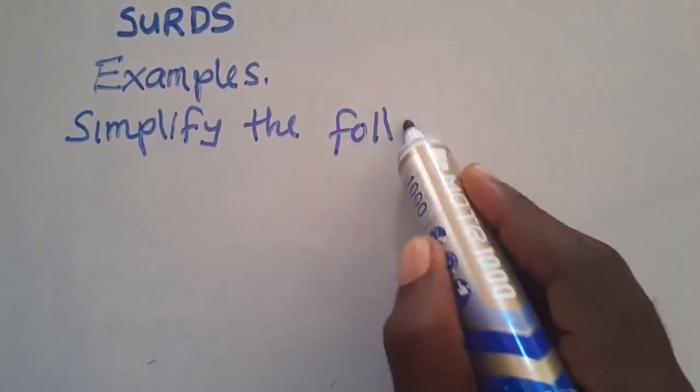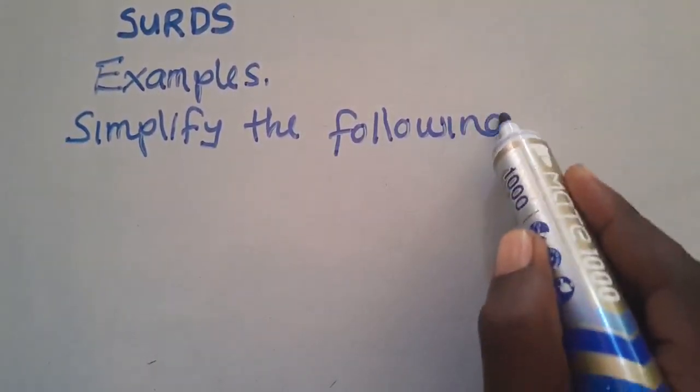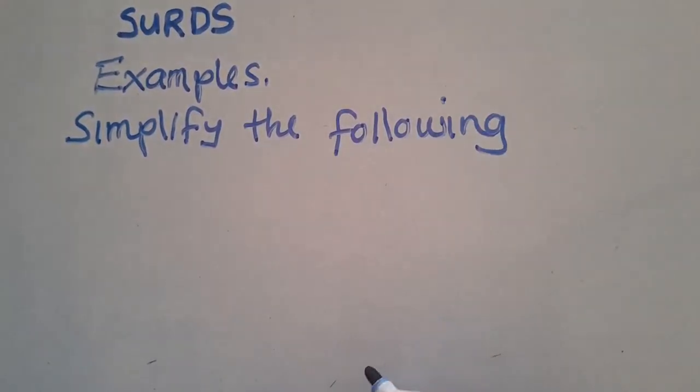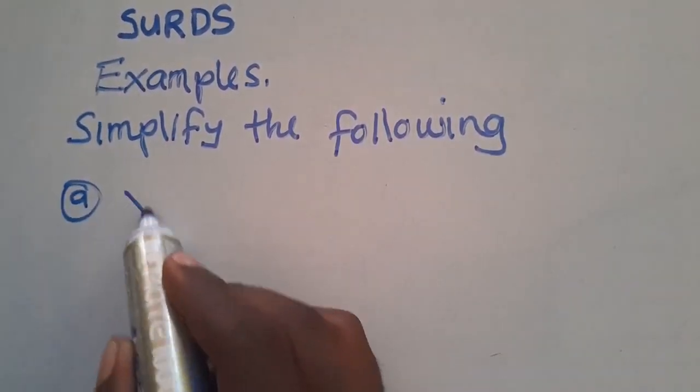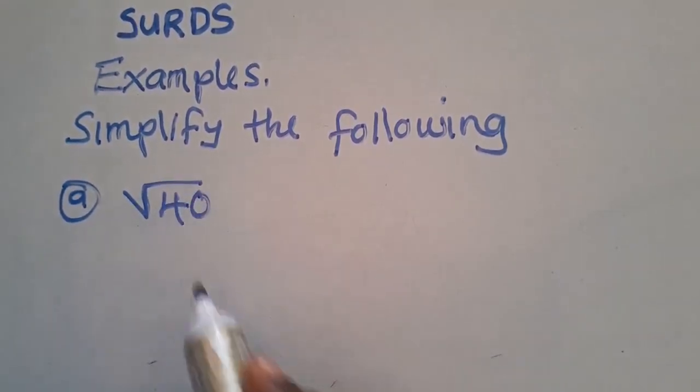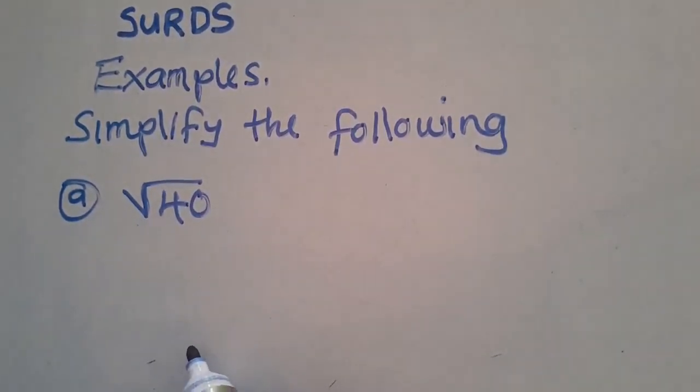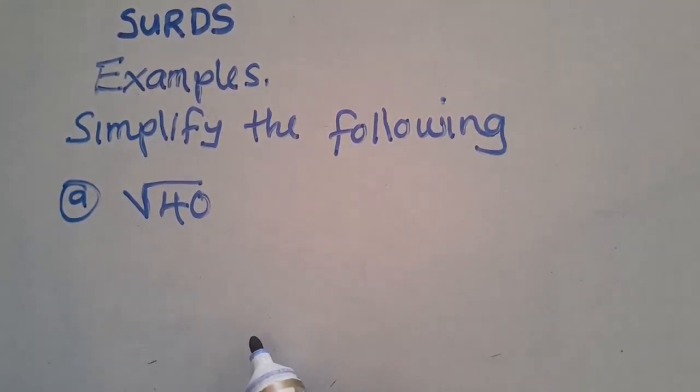Simplify the following. How can you simplify these? We've got the first one. A is just root 40. How can you simplify root 40? So the way in which we are going to simplify this one, the first one is just telling us root 40. How can you simplify this?